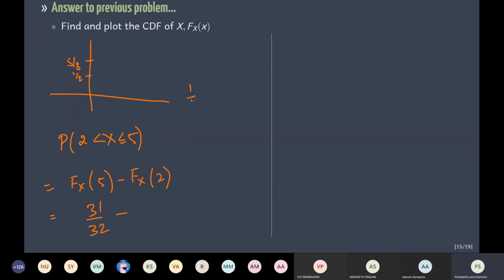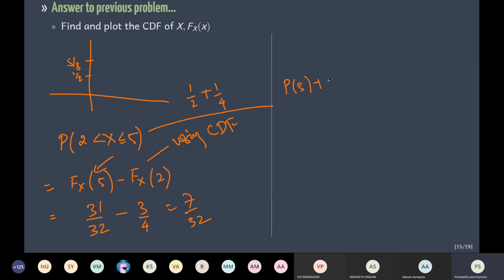So F(2) is 1 over 2 plus 1 over 4, which comes out to be 3/4. So the answer will be 7 over 32. This is what we have computed using the CDF. Of course, we could have computed it directly. If someone gives me the CDF, then I can compute this using the CDF. That's the point. I could also have done this directly as the probability of 3 plus the probability of 4 plus the probability of 5.